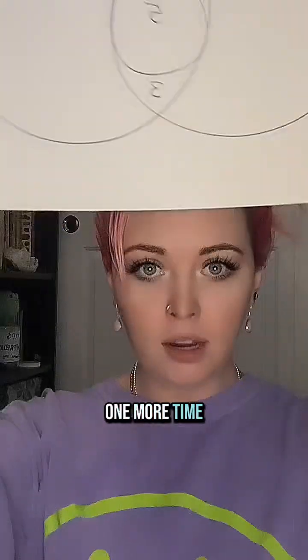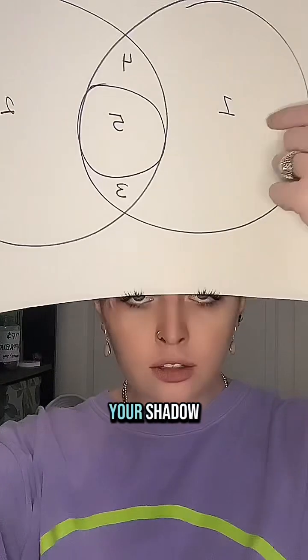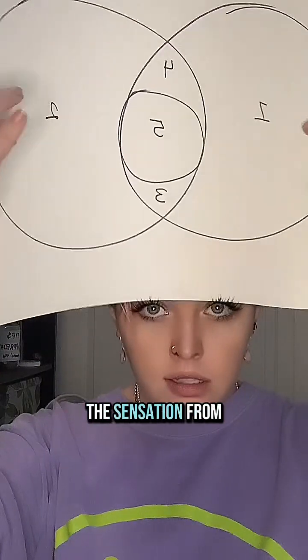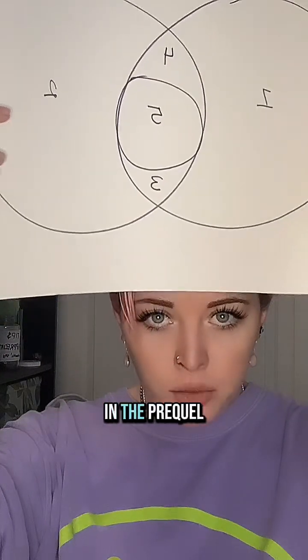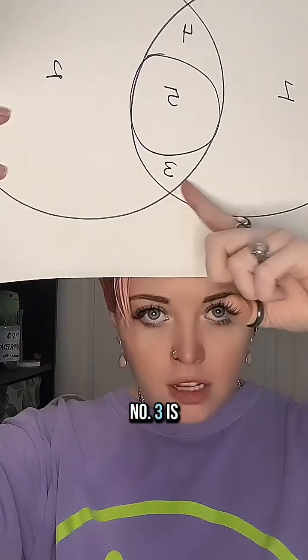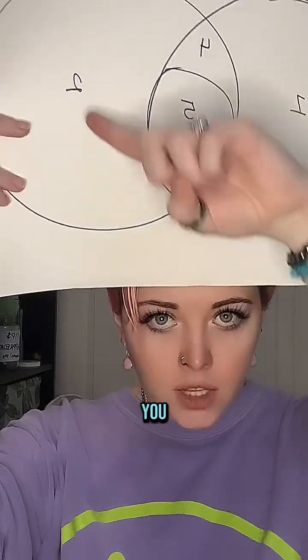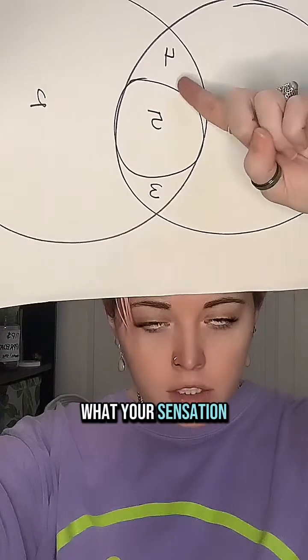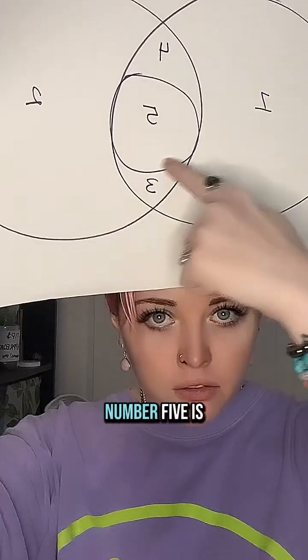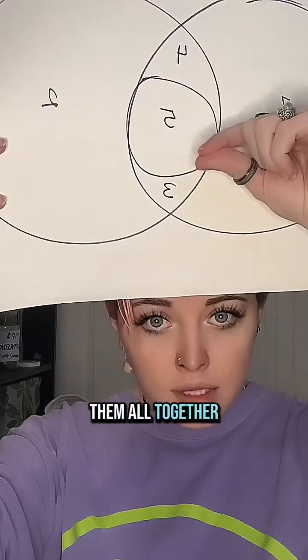Going over this one more time. Okay, so number 1 is your shadow. Number 2 is the sensation from that bubble person that we did in the prequel. Number 3 is what your shadow self is teaching you. Number 4 is what your sensation is teaching you. Number 5 is the core lesson when you put them all together.